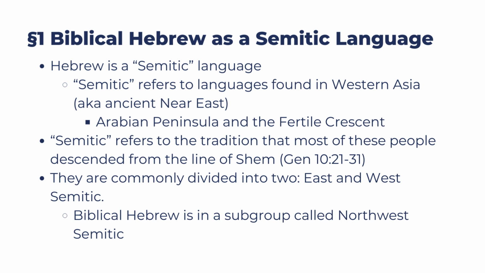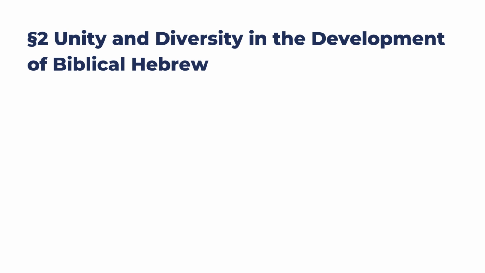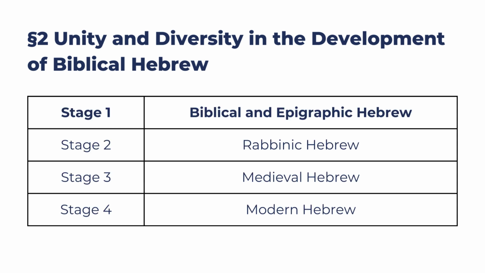It's also helpful to know that the Semitic languages are commonly divided into 2, East and West Semitic. Biblical Hebrew is in a subgroup called Northwest Semitic. Hebrew has a long history and has undergone a series of developments over the millennia. Here are the language's 4 major stages. Stage 1 is Biblical and Epigraphic Hebrew, and we'll primarily focus our attention on this stage, but we'll say more about that in a moment.